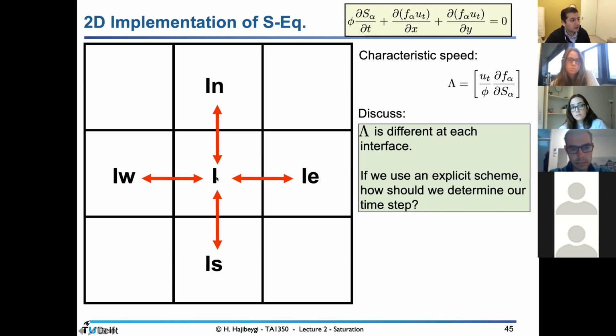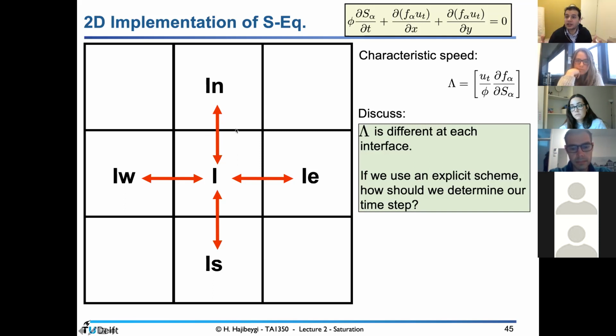Would you use saturation I or saturation I north? Which one would you use? To calculate your lambda at this interface, to calculate your characteristic speed, you need to find the derivative of fractional flow value. Which saturation would you use to find the DFDS? I or I north for that interface?